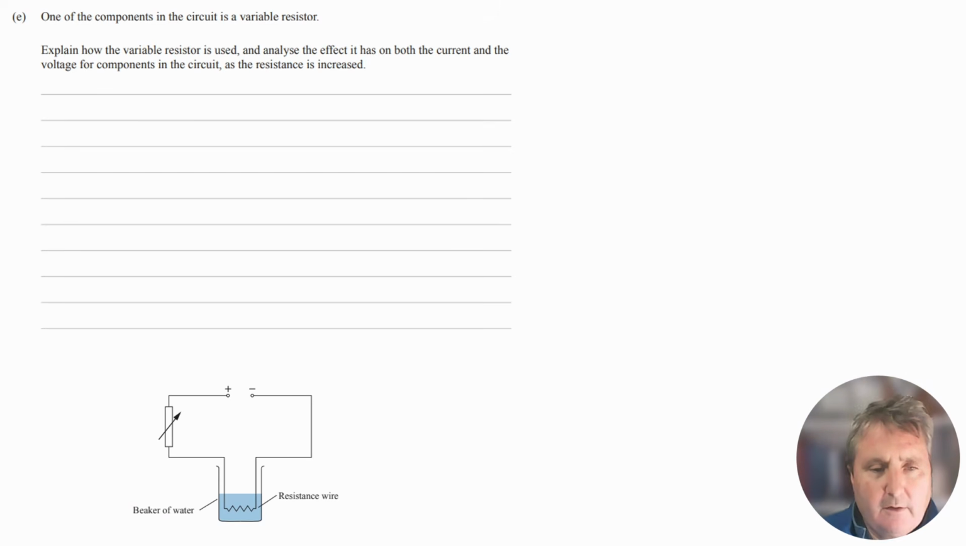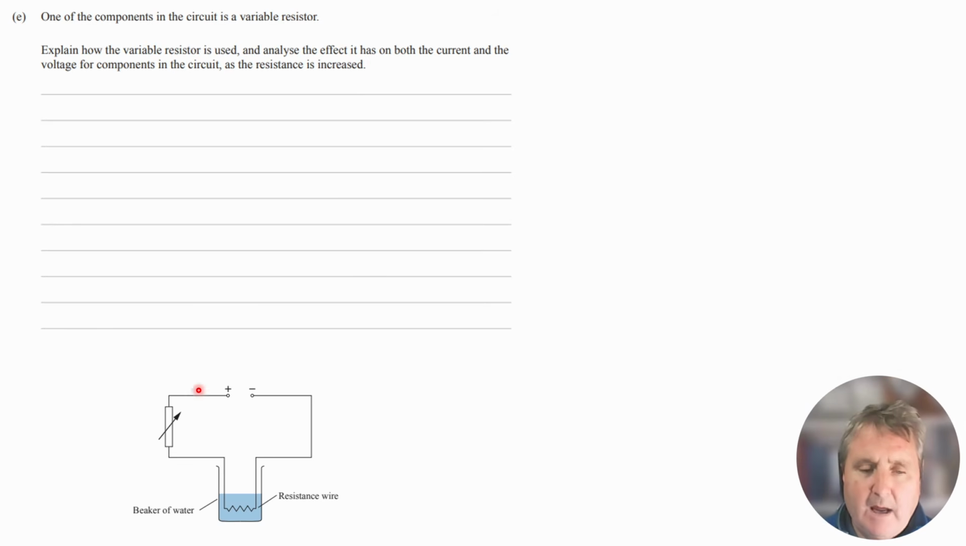Okay, so one of the components in the circuit is a variable resistor. I've drawn the circuit again at the bottom here. Explain how the variable resistor is used and analyze the effect it has on both the current and the voltage for the components in the circuit as the resistance is increased.